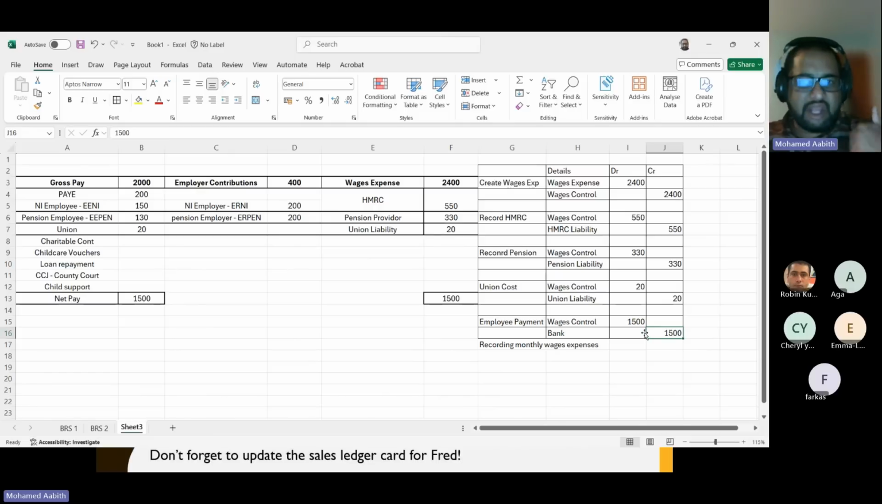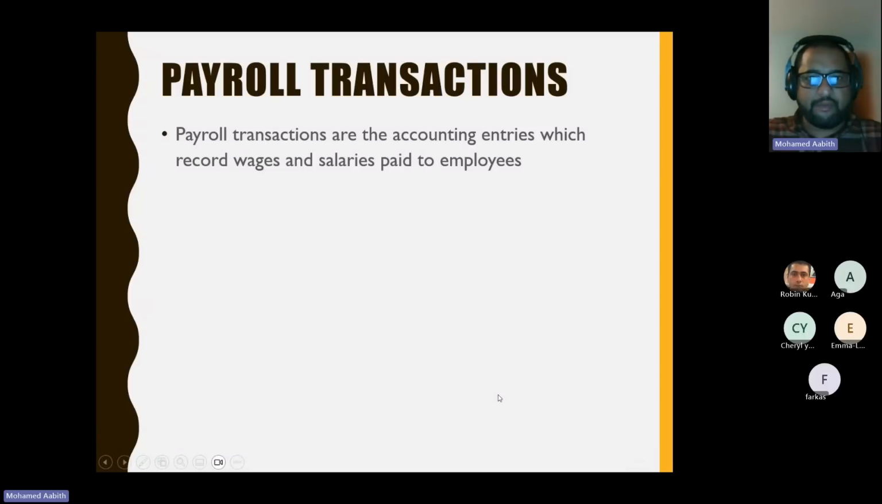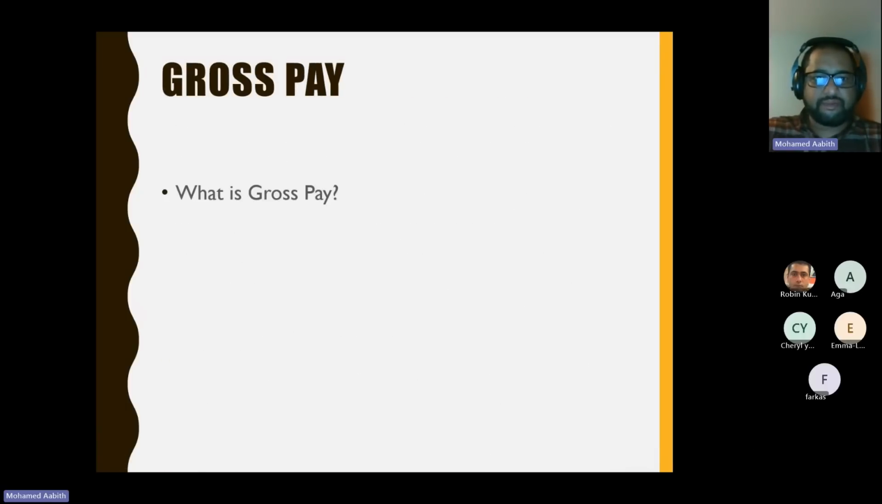And then if you look at this wages control, we have 2,400 there. If you add these four together, that will be 2,400 as well. So can you see here, if I do a sigma, that's 2,400. That gives you an idea of how the wages control account works. Let me show you an example of it in a minute.